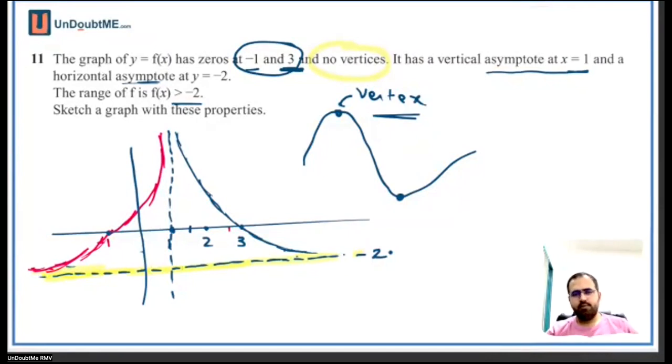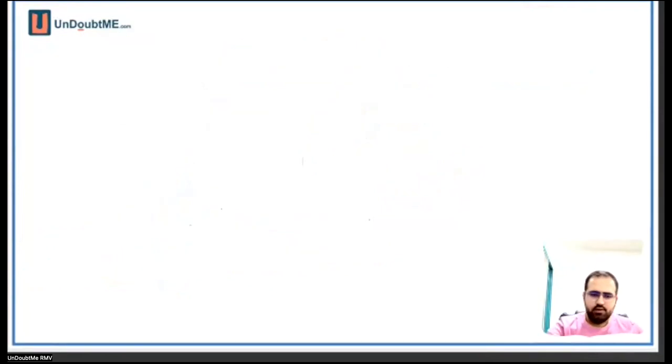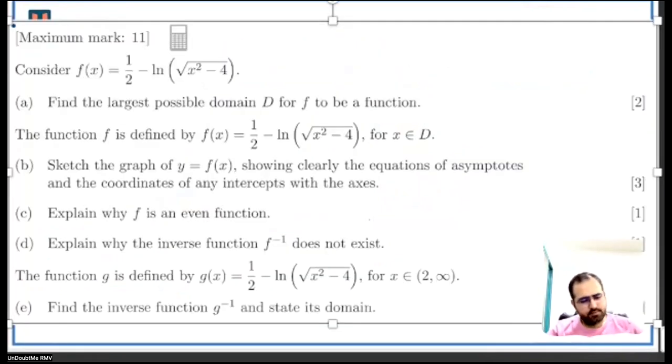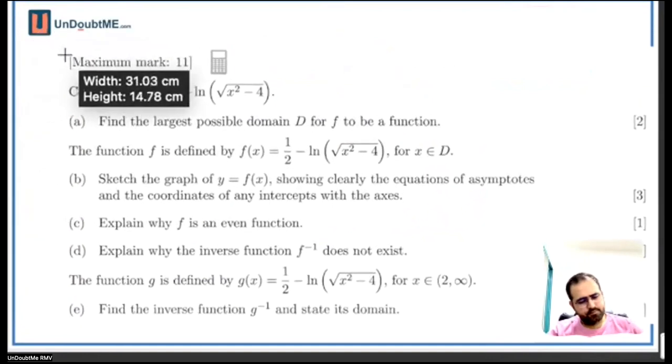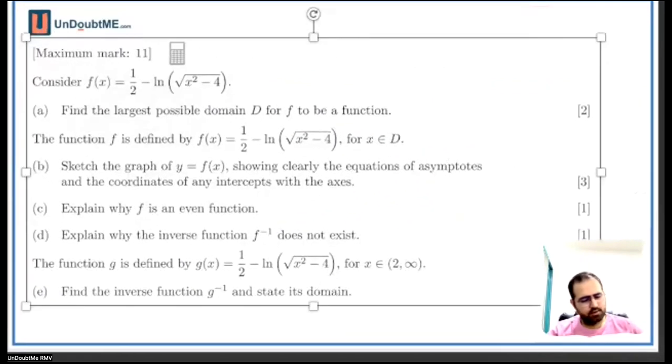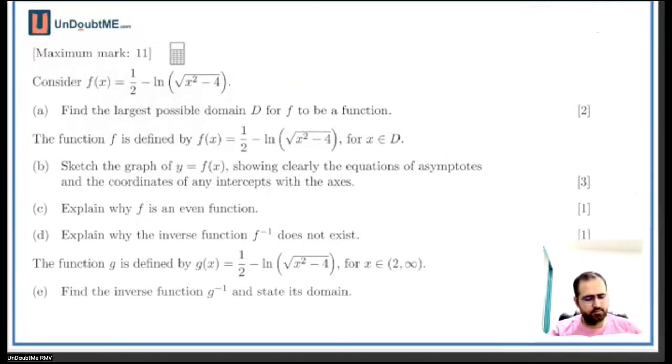Rajveer, are you there? Yes, I understood that. Is it clear how the graph is drawn? Yeah. Okay.